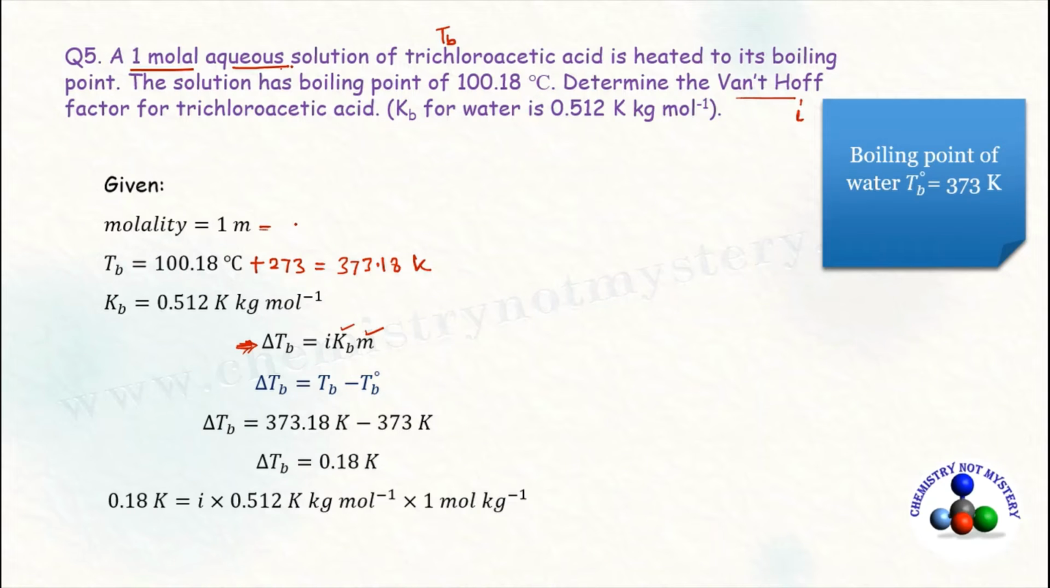For molality, the other unit is mole per kg. So either we can use molal or we can use mole per kg. So here per kg and kg will get cancelled out. Per mole and mole will get cancelled out. And Kelvin will get cancelled out.